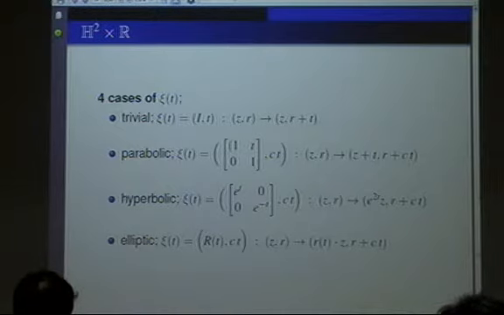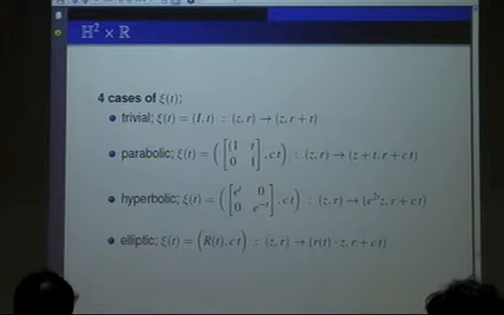For the parabolic case, this is a translation in each direction, I mean, in the H2 and in the R direction. For the hyperbolic case, for the H2 part, the element has a scaling, and for the R part, it's just a translation. For the elliptic case, I have to explain a little bit about this action.